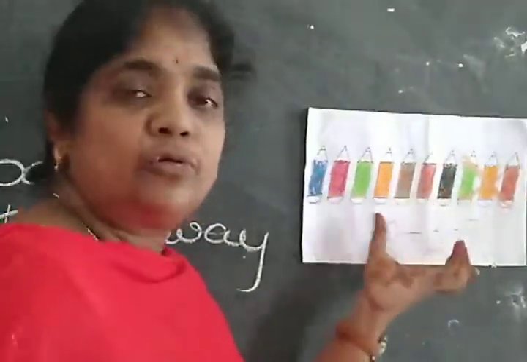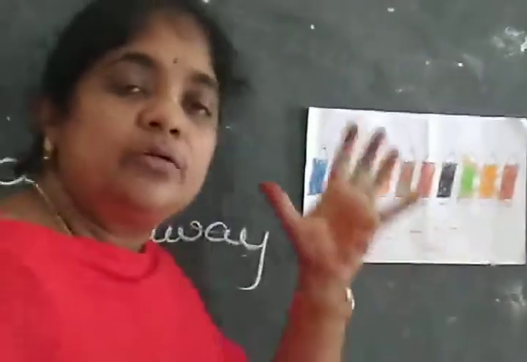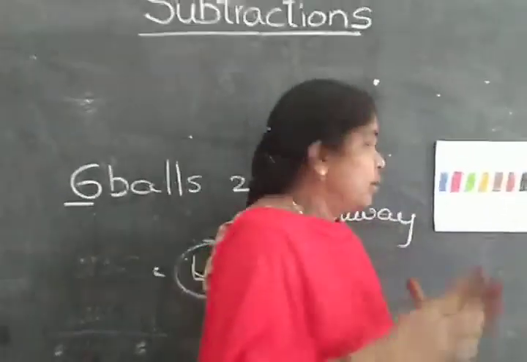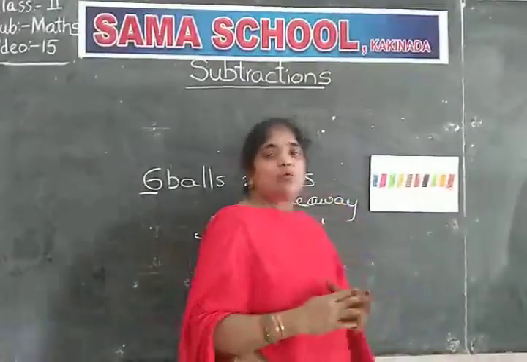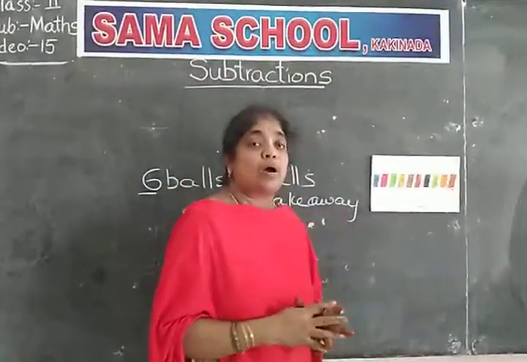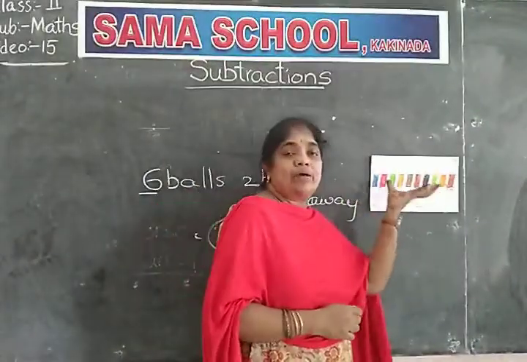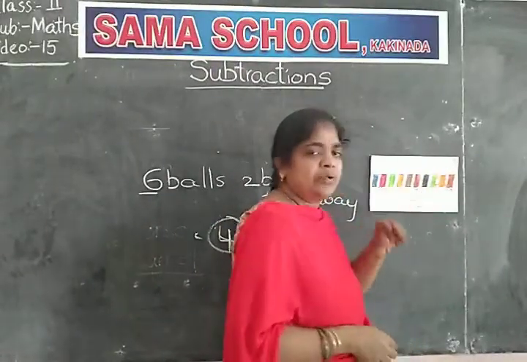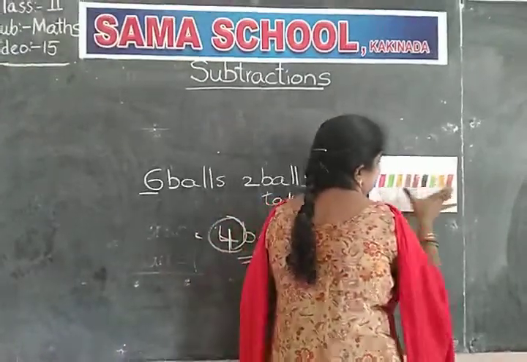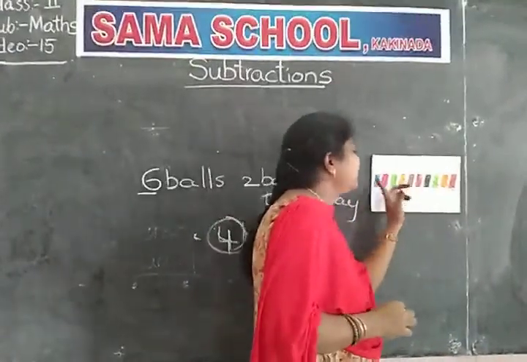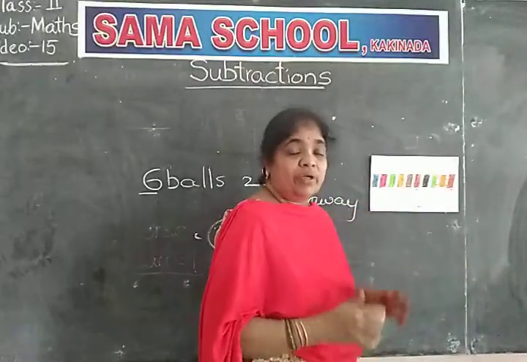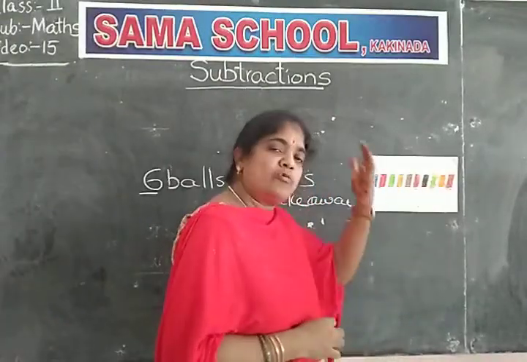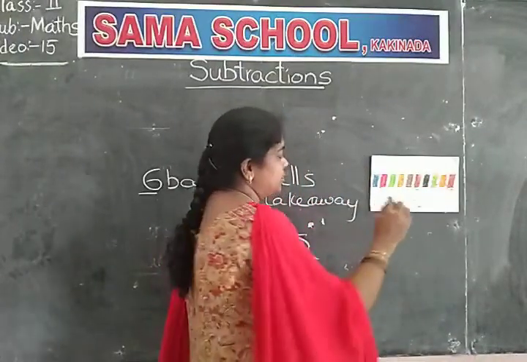So for the remaining, what do we have to do? We have to subtract. When you take away some quantity from another quantity, to find the remaining quantity or to find the difference, we have to subtract. Here 10 is a very small number, so we can easily count the leftover. When you go to bigger numbers, it is not possible to count. So that time we will use subtraction. Here also I am using subtraction.